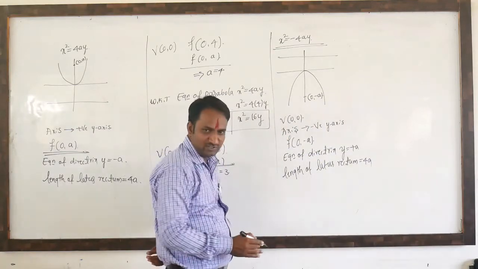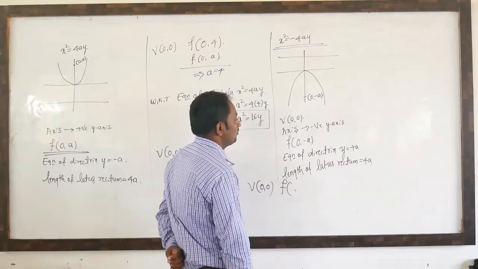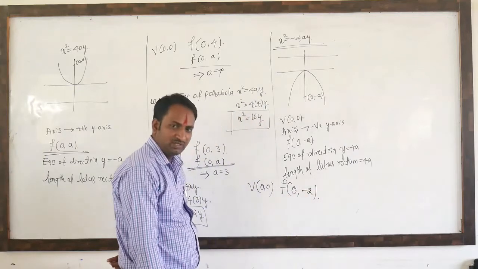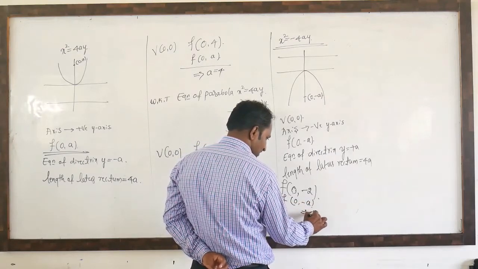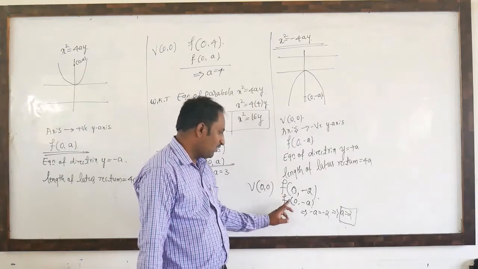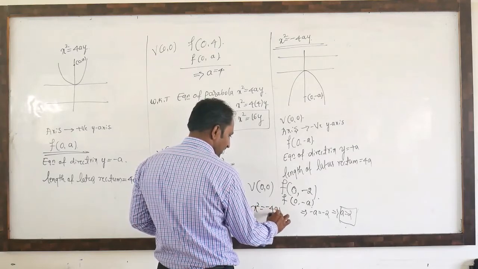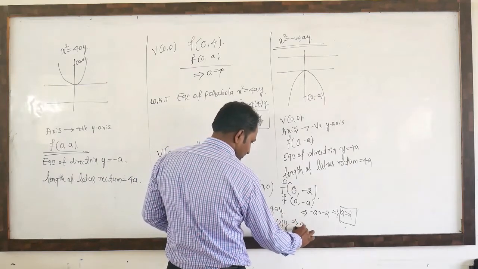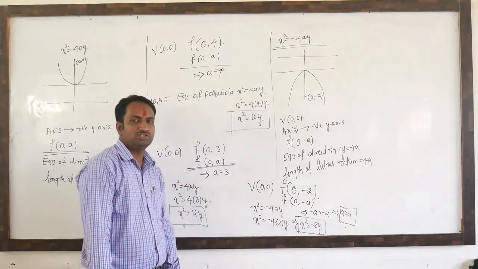To find the equation of parabola with vertex 0 comma 0 and focus point 0 comma minus 2, compare with the general focus point F of 0 comma minus a. That implies minus a is equal to minus 2, so a is equal to 2. Definitely the equation of parabola is x square is equal to minus 4ay. Here x square is equal to minus 4 into 2 into y, that implies x square is equal to minus 8y is the equation of parabola belonging to this concept.